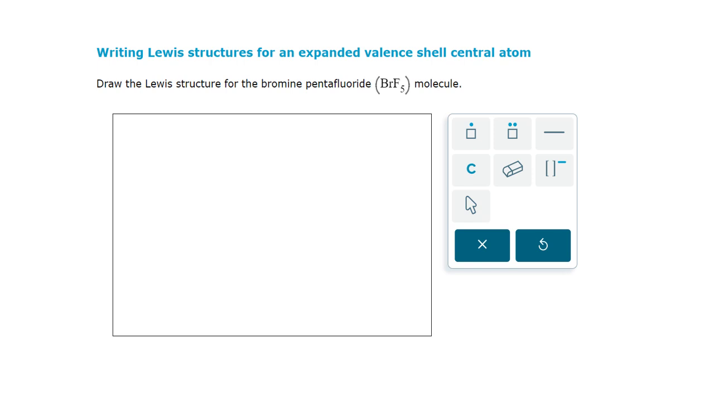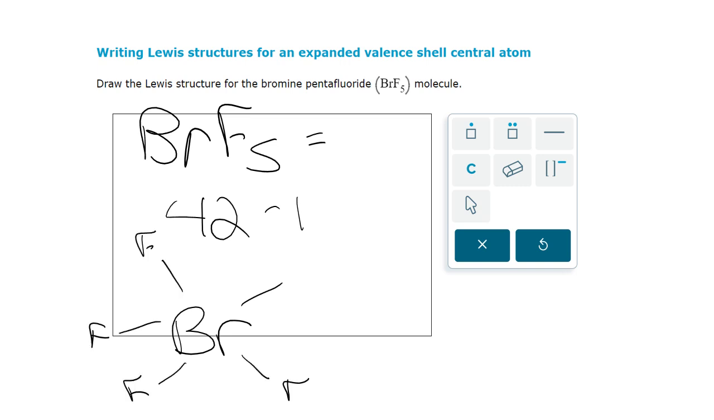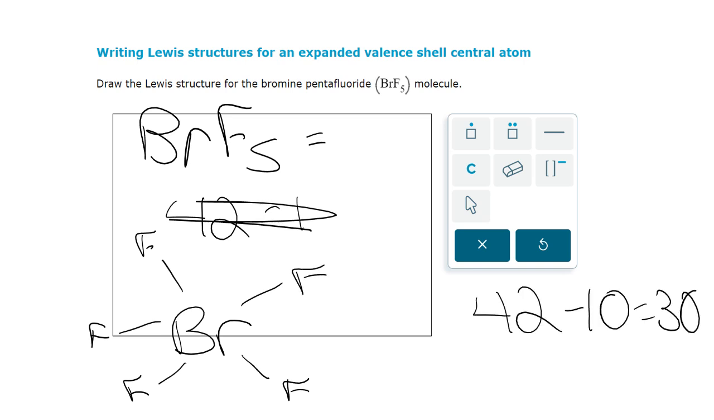Here is an expanded octet. We've got BrF5. All these are halogens. So that's 42 valence electrons. Br, 1, 2, 3, 4, 5 fluorines. So 42 valence electrons minus 10, 32. Make the outside atoms happy first.